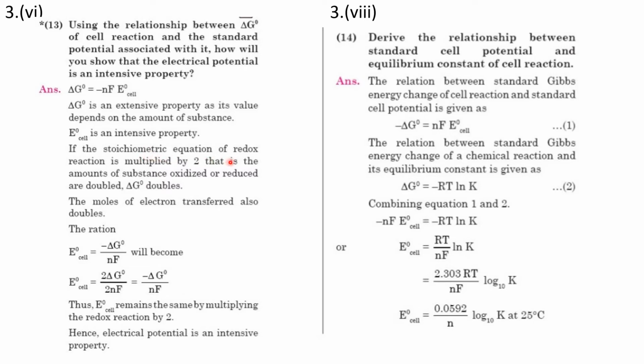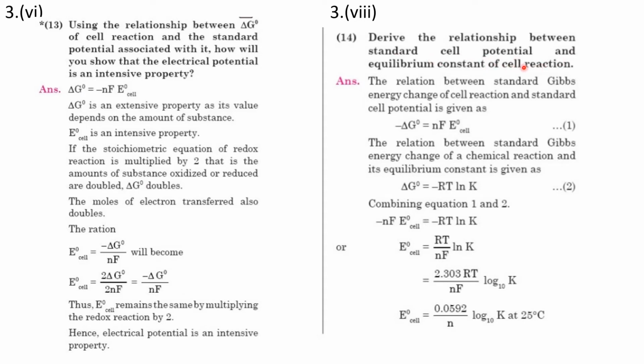If the stoichiometric equation of redox reaction is multiplied by 2, that is the amount of substance oxidized or reduced are doubled, delta G0 doubles. The moles of electron transferred also doubles. The ratio E0 cell is equal to minus delta G0 upon nF will become E0 cell is equal to minus 2 delta G0 upon 2nF, which is equal to minus delta G0 upon nF. Thus, E0 cell remains same by multiplying the redox reaction by 2. Hence, electrical potential is an intensive property.